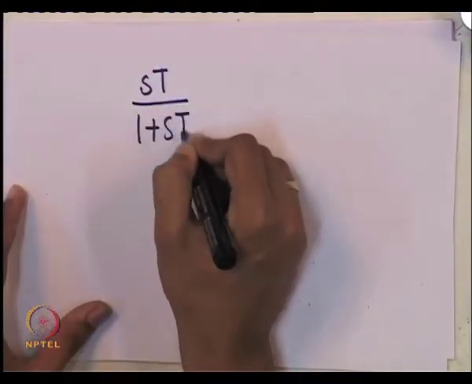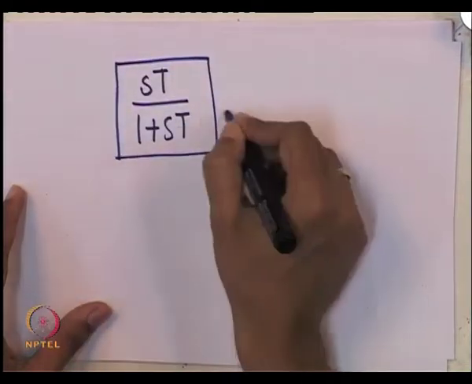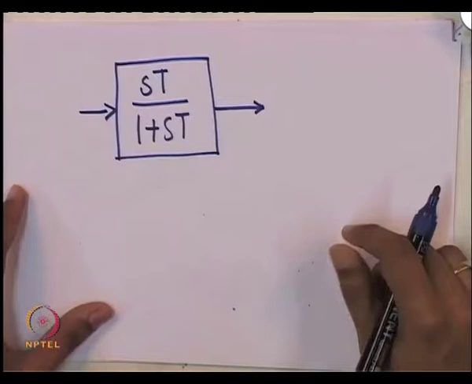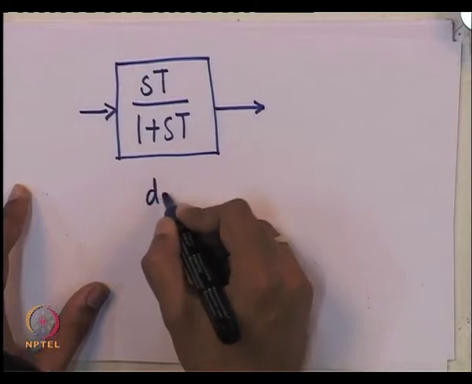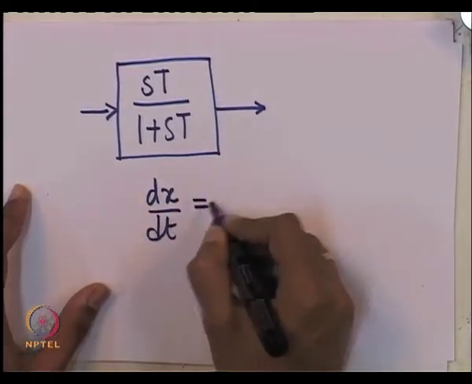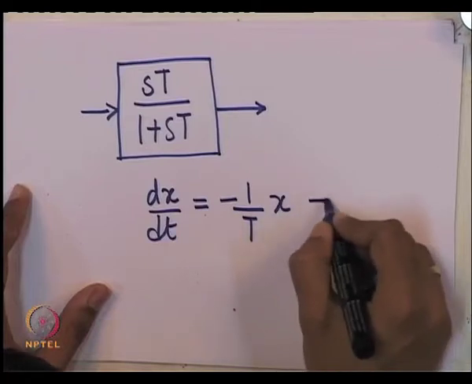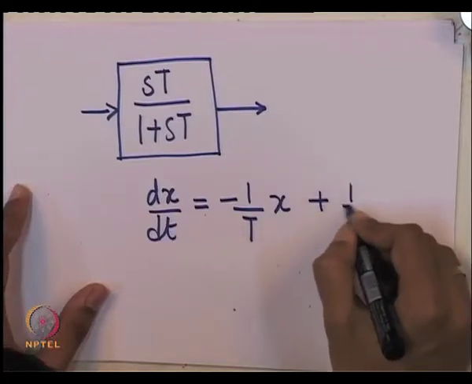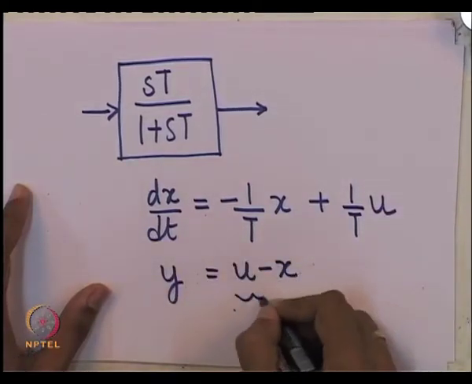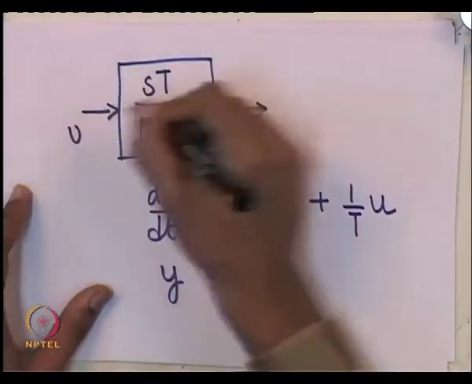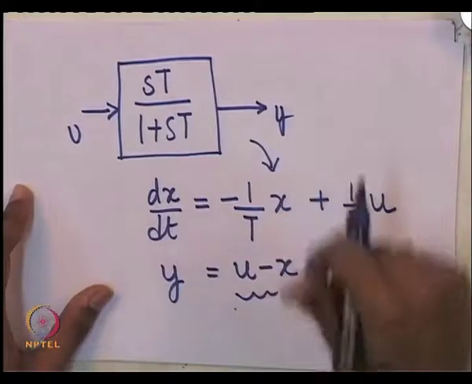We will move on to one more transfer function, an important transfer function, just as the previous one was. This is S t upon 1 plus S t. This is an interesting transfer function again. You can verify that a state space representation of this is y is equal to u minus x. So, this is a state space representation of this system.